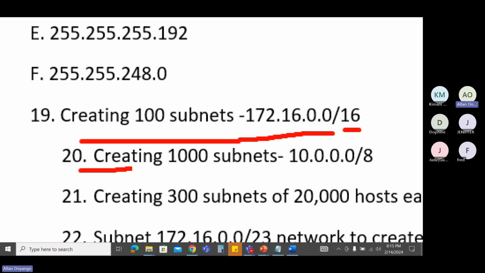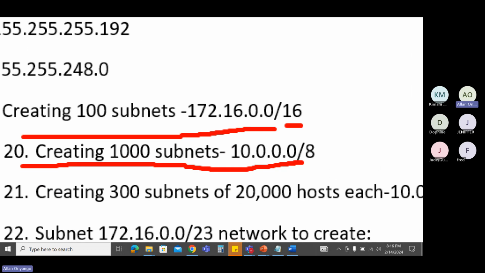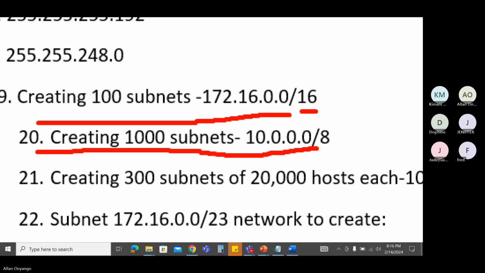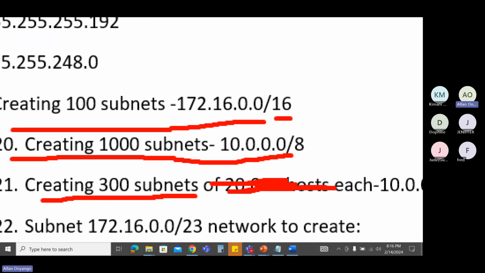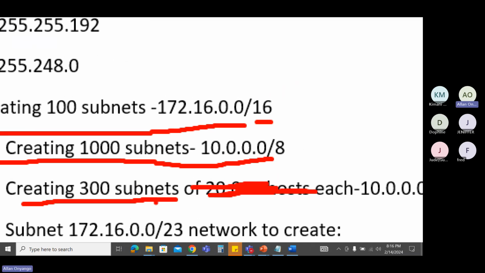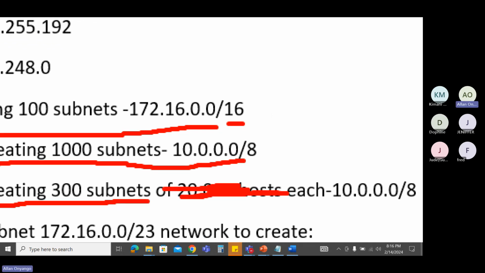The second assignment is here. Create 1,000 subnets by using that network. The third question, you create 300 subnets. Create 300 subnets by using network 10.0.0.0/8.